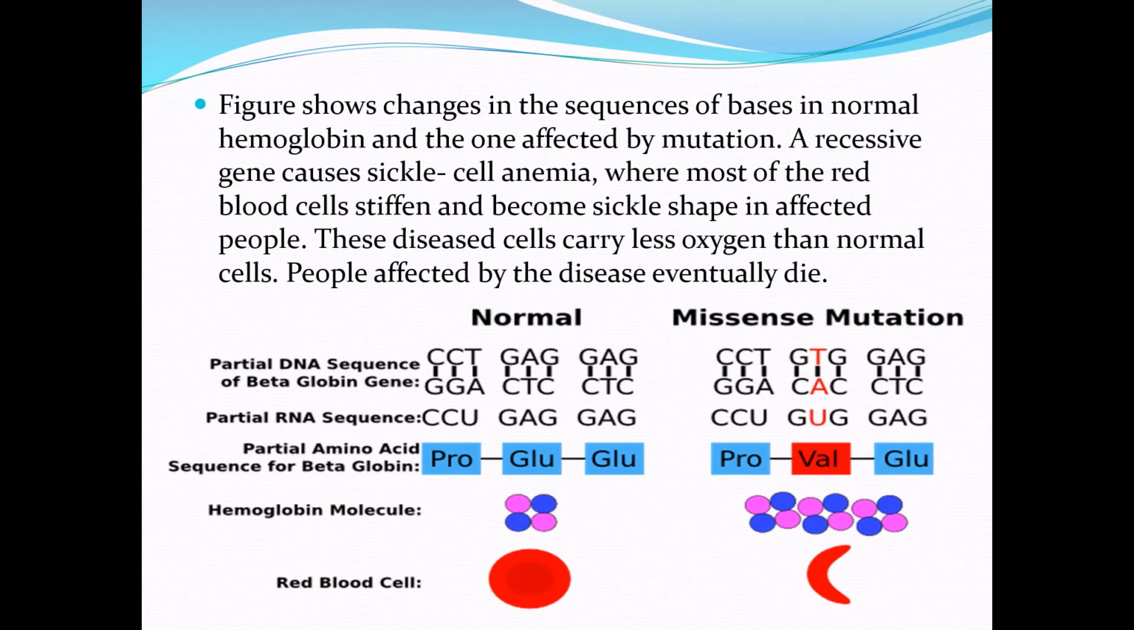The figure shows changes in the single cell nucleus of normal hemoglobin and the one affected by mutation. A recessive gene causes sickle cell anemia, where most of the red blood cells stiffen and become sickle-shaped in infected people. These cells carry less oxygen than normal cells. People affected by the disease eventually die.